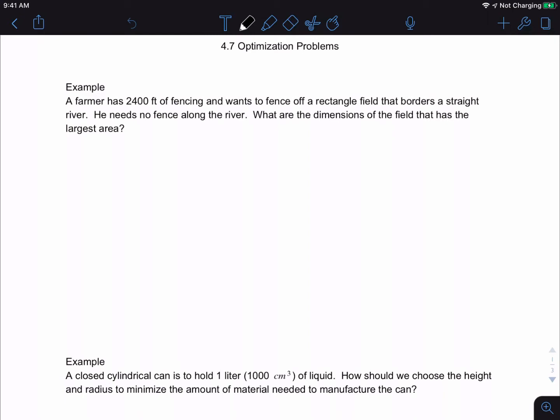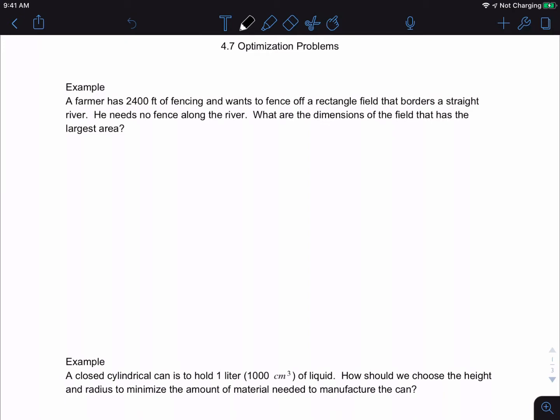So here's our first example that we're going to do. A farmer has 2,400 feet of fencing and wants to fence off a rectangular field that borders a straight river. He needs no fence along the river. What are the dimensions of the field that has the largest area?